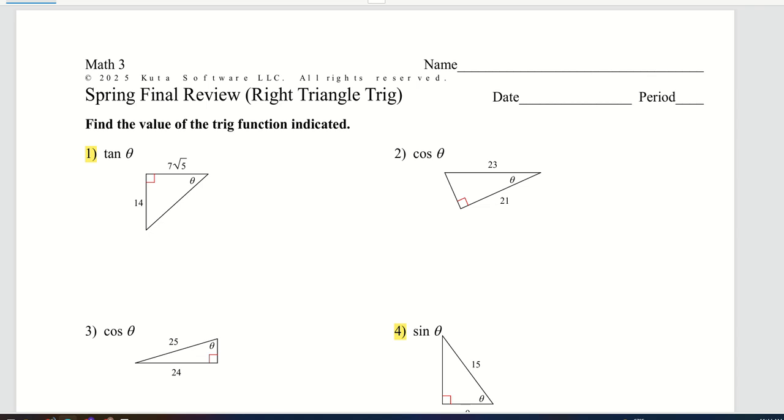All right, so this video for the spring final review is for the basic right triangle trig. The ones that are highlighted are the only ones that I'm going to be working with. Let me know if you have any other questions on any of the other ones.